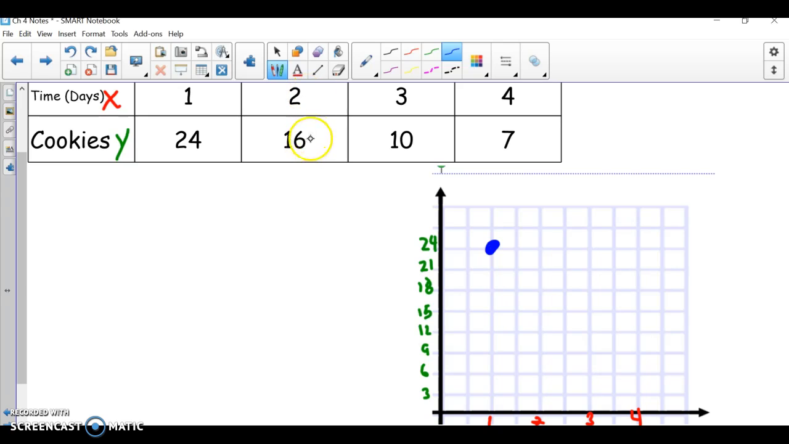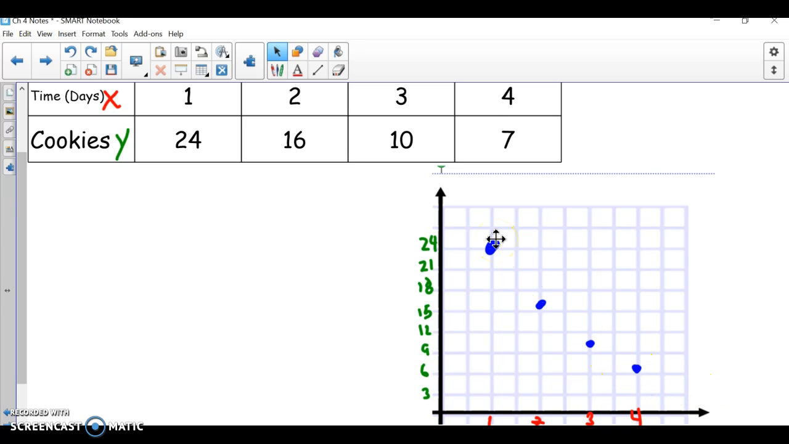After 2 days, there was 16 cookies left. So 2 days, 16. After 3 days, there were 10 cookies left. So 3 days, 10. And after 4 days, there were 7 cookies left. Now, we're going to see examples on the assignment, and you've already seen some in the other videos of different scatter plots, but this one, certainly the more time that those cookies have been sitting in a jar, the fewer cookies that are left. So we see there's a trend where these data points are going down.